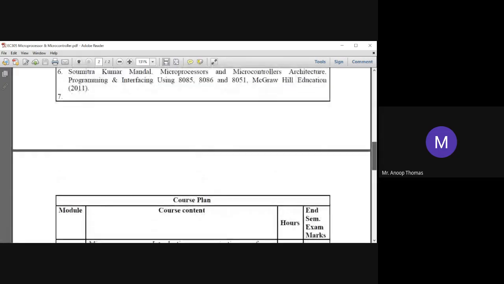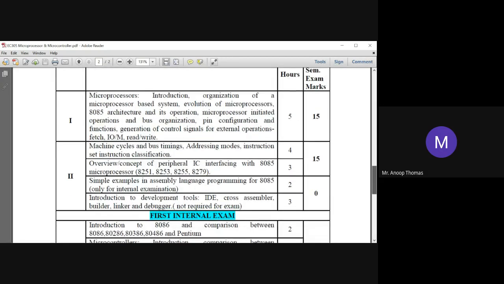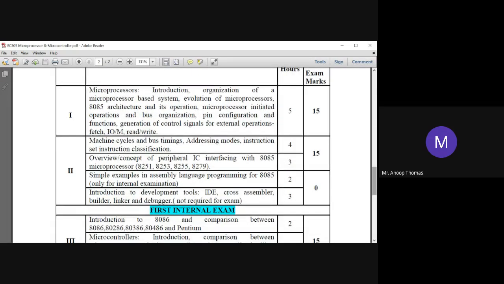Now moving along, we'll speak about the different modules here. Module 1 is completely about microprocessors, which is your 8085, the pin configurations and other things, everything related to your 8085. Module 2 is again a continuation of it with peripheral ICs and the programming, the development tools which are used, machine cycles, again sticking to the microprocessor domain.